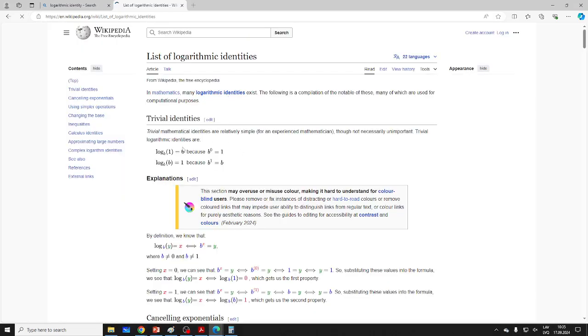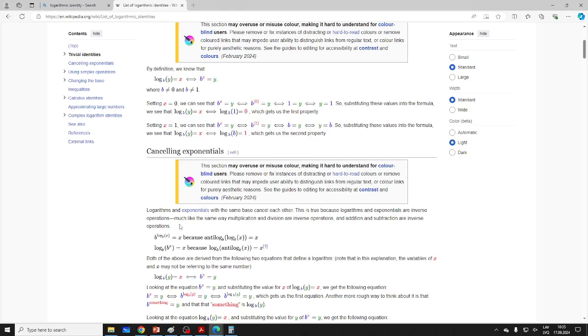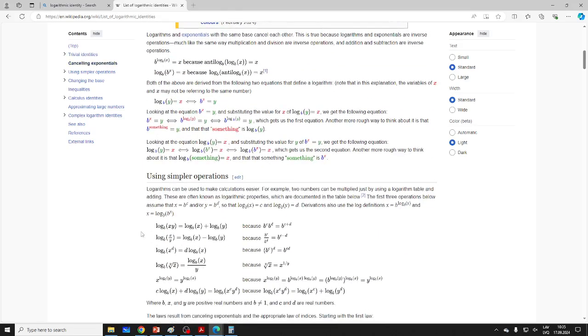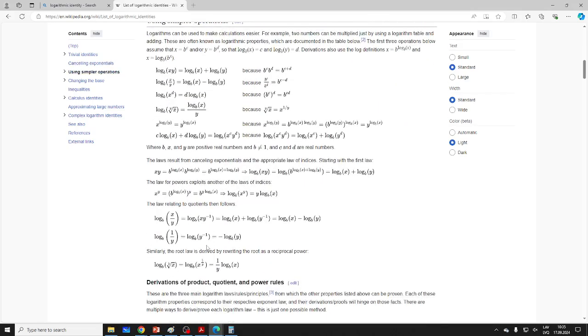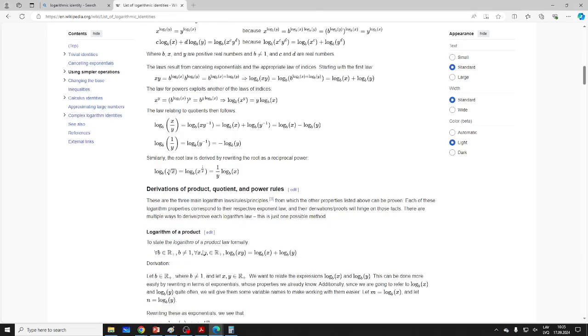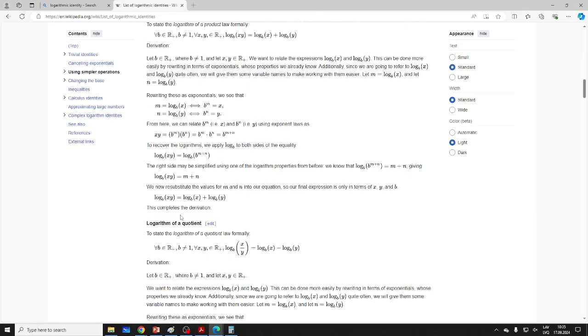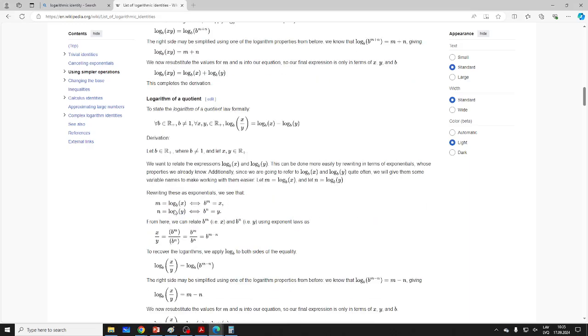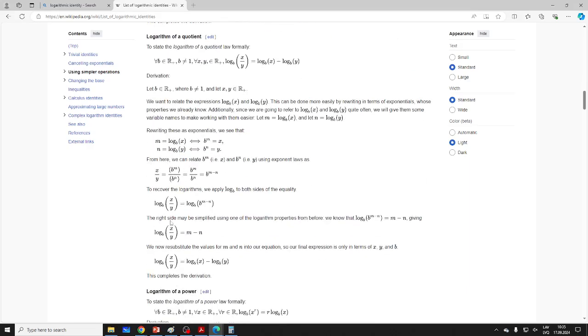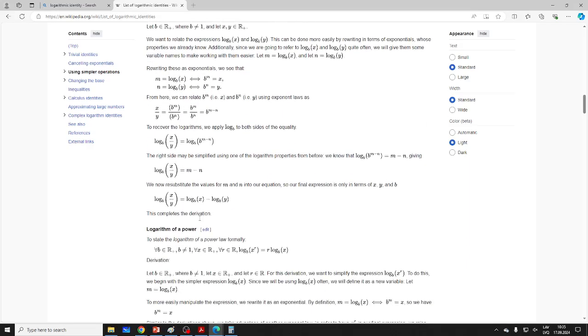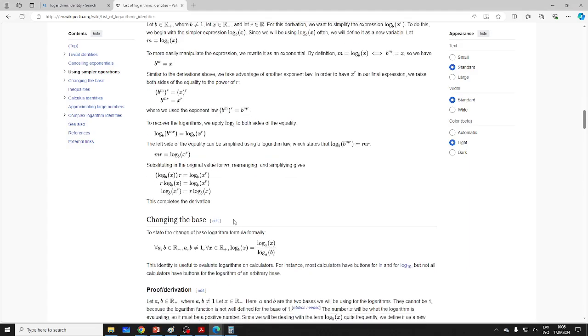There's a bunch of them, right? But you want, where is it? Yeah. I believe no, there's a bunch of them. Oh, changing. Okay, this is it. Okay, yeah, changing the base, right?